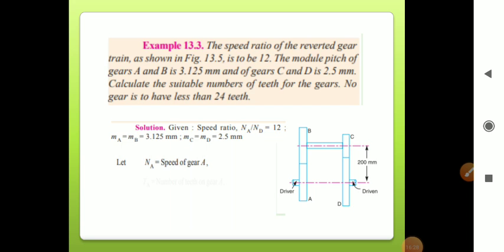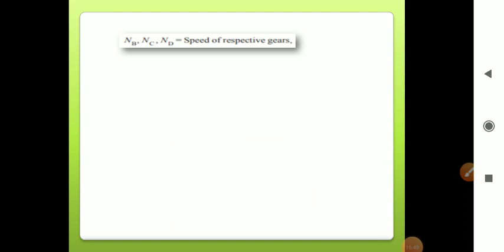So let's see here, NA is equal to the speed of gear A. Now TA is equal to the number of teeth on gear A. And RA is equal to the pitch circle radius of gear A. From this we can similarly define NB, NC and ND as the speeds of the respective gears. NB is the speed of gear B, NC is the speed of gear C, and ND is the speed of gear D.